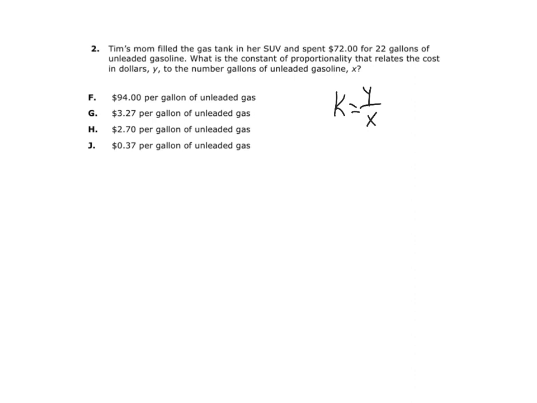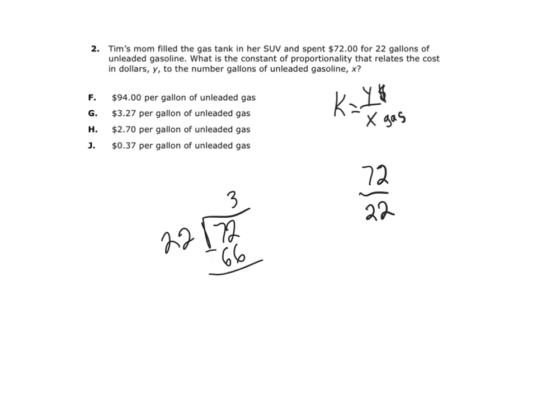So it tells us that Y is our dollar amount and that the gas is our X amount. So we need to plug into our formula. The dollar amount is 72 in our problem, and the amount of gas is 22. So now we just need to divide. Top in, 72, it's going inside, and bottom out, so 22 on the outside. 22 goes into 72 3 times. That would be 66. We subtract. We have to borrow. 12 minus 6 is 6.